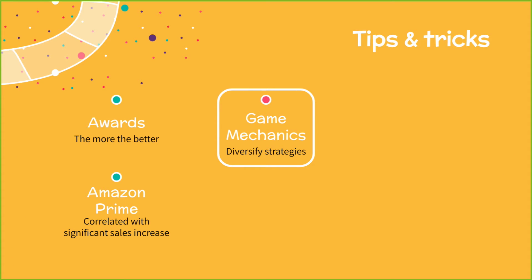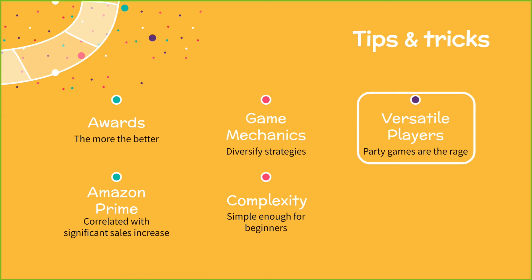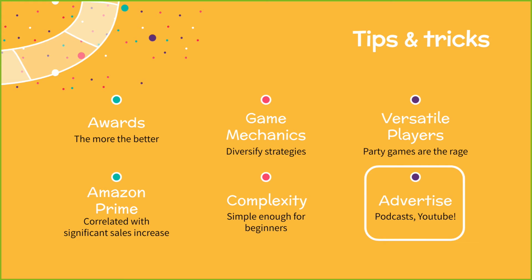In my web app, you can play around with various game mechanics that you can include in order to maximize your score. And we all want our games to be accessible. So focus on minimizing the complexity of your game so that more people would be willing to buy it. Party games are the rage nowadays. We want to interact and socialize. So the more players you include in your game, the better off. And the last one here is really important.